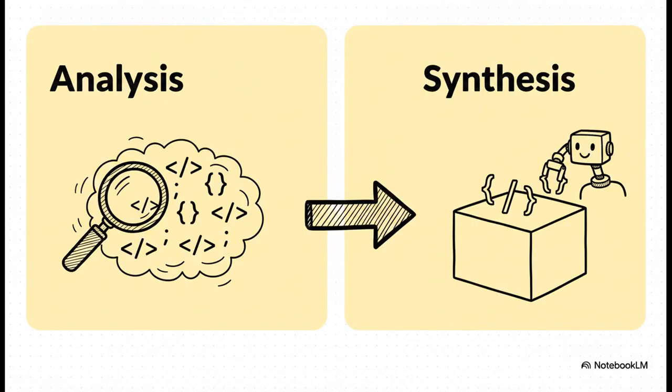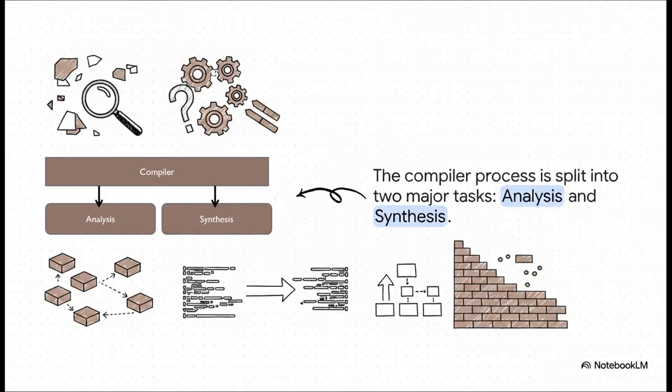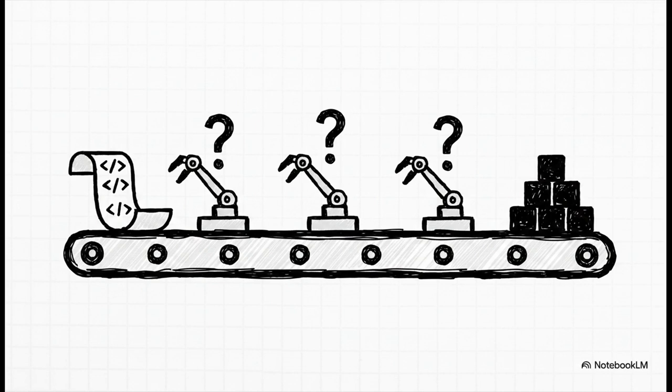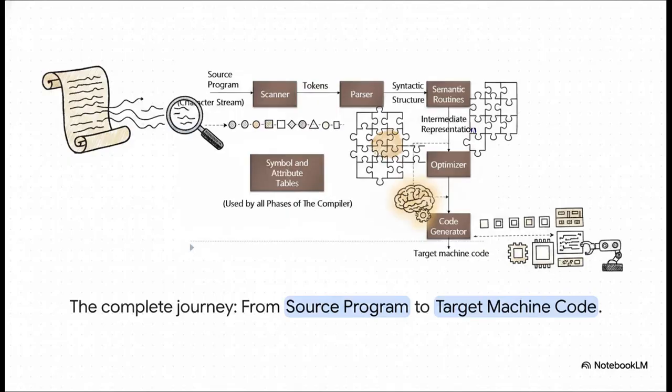This whole translation thing, it's really a two-part job. First, analysis, and then synthesis. Analysis is where the compiler understands the code. Synthesis is where it builds the new program. So let's imagine our code is on an assembly line, moving through all these different stations. This diagram shows the whole journey, from your code all the way to machine code.